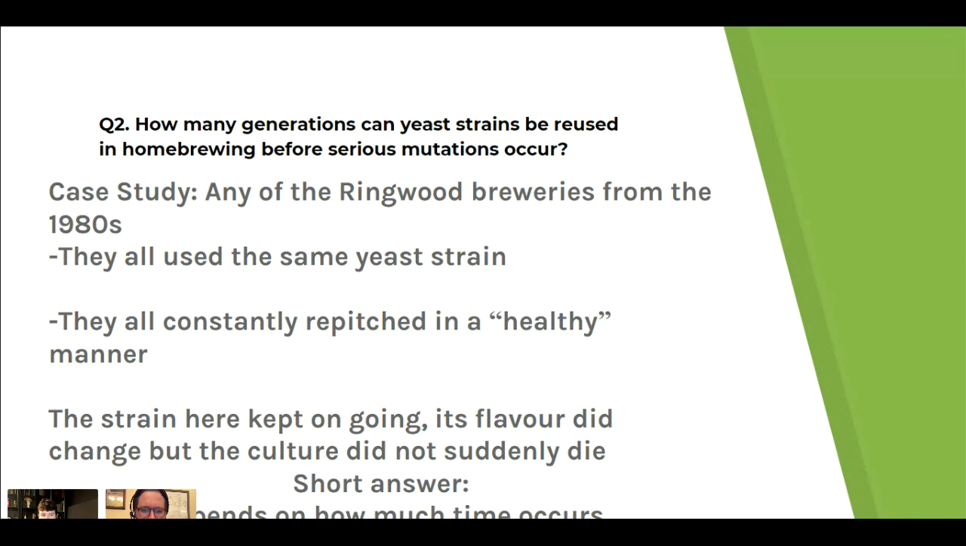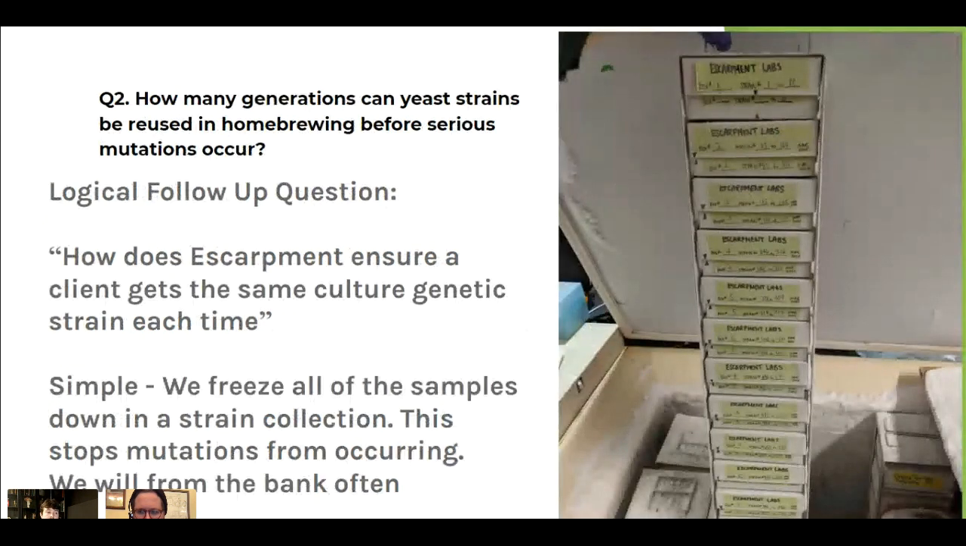So to answer this shortly, how many batches can I do really depends on how much time you allow things to happen. It's not as simple as six batches and our cell has mutated. Now, a logical follow-up question would be, how do we as Escarpment ensure that we don't have this happen in the cells that we're plating? And how do I know that the Vermont I'm using now is the same as the Vermont I got three years from now, or three years in the past?